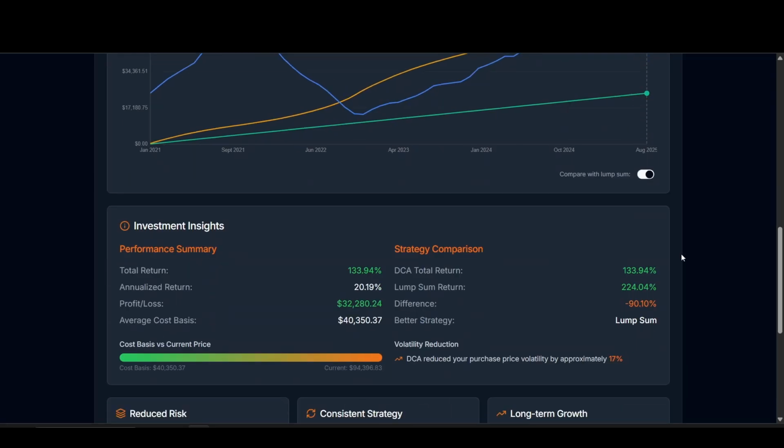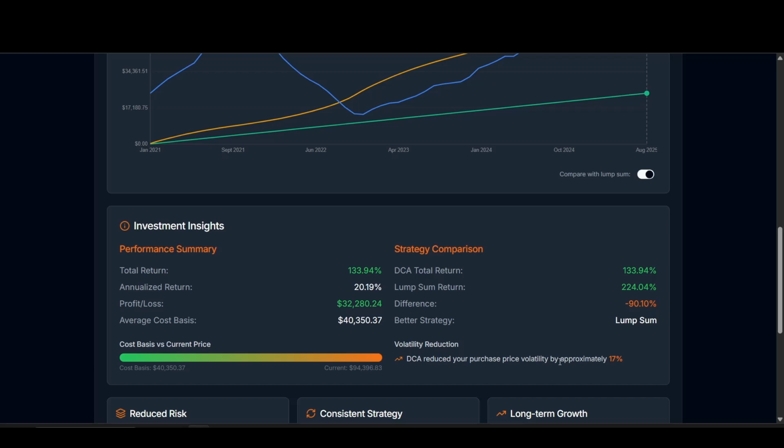And we could do a comparison. This tool gives you a great comparison, so it shows that the performance on DCA was 133.94%, and you can see that the lump sum return was 224.04%. So a difference of 90% between the two strategies. But DCA reduced your volatility purchase price by approximately 17%.